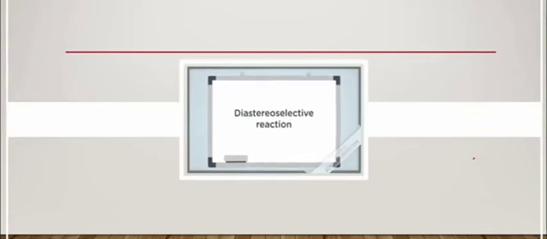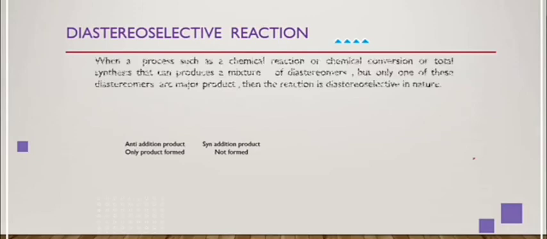Let us move on to our next topic, diastereoselective reaction. When a process such as a chemical reaction, chemical conversion or total synthesis can produce a mixture of diastereomers, but only one of these diastereomers is the major product, then the reaction is diastereoselective in nature.